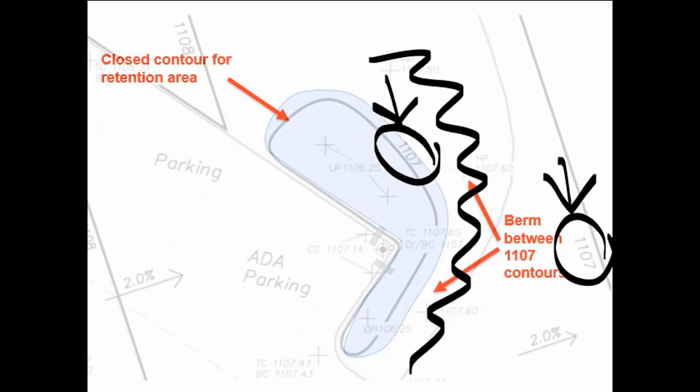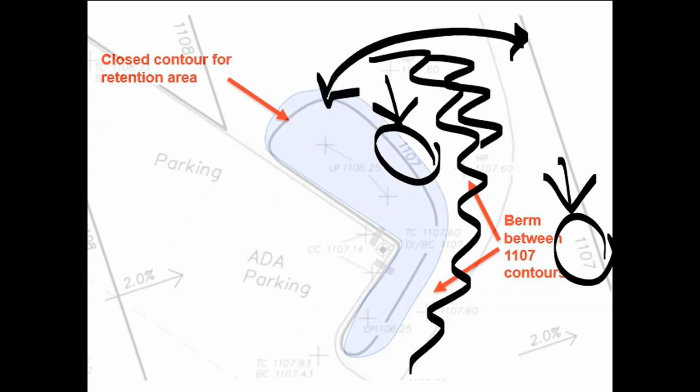You will always have these two contours adjacent to one another with a berm created in between in every one of your bioretention systems. It may not always be apparent, especially if you have walls, but this will always be true because you're creating a berm that keeps the water from overflowing the system.